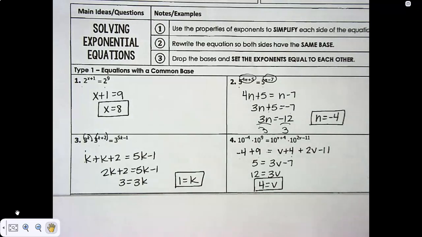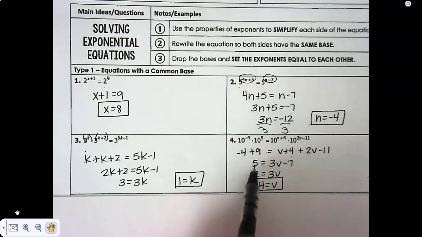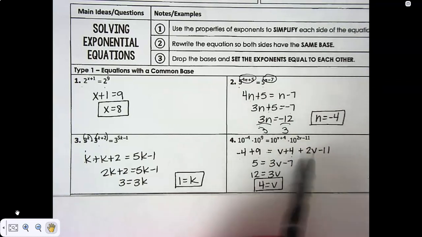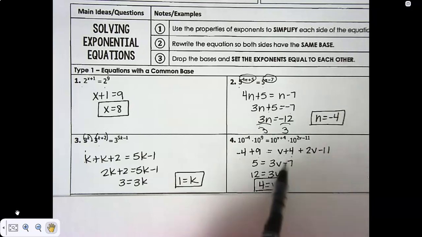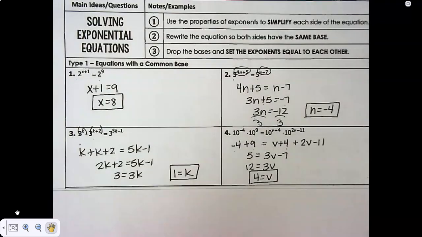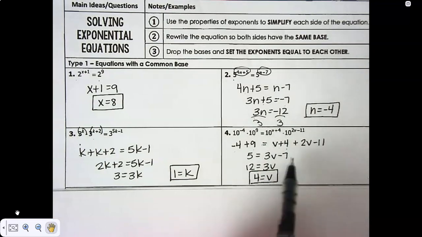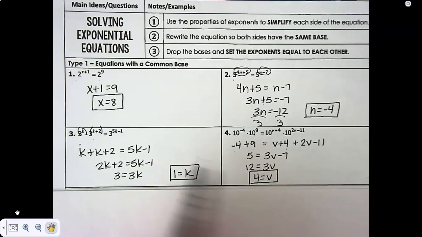I'm going to combine my like terms on the left and right side. So negative 4 plus 9 gives me a 5. V plus these other two v's gives me 3 v's. 4 minus 11 is a negative 7. Now I will go ahead and just bring my minus 7 to the other side by adding 7. And I get 7 plus 5, which is 12. 12 divided by the 3 in the 3v gives me v equals 4.